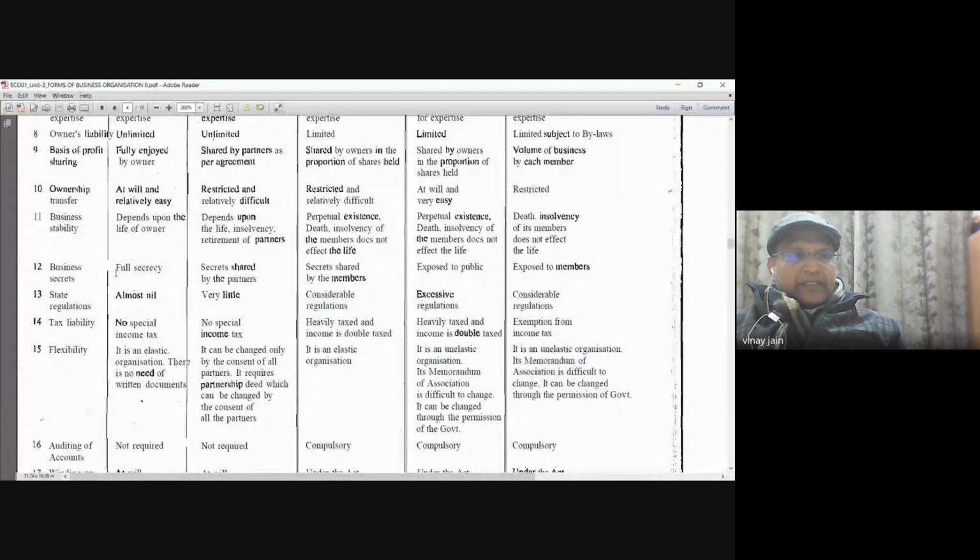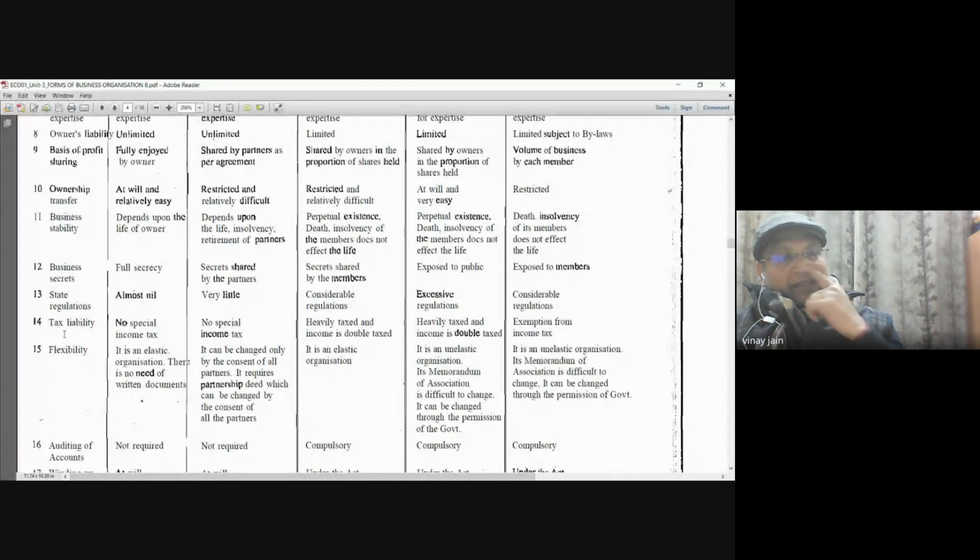Then business secrets: full secrecy is there. Secret shared by the partners, secret shared by the members, exposed to public, exposed to members. State of regulation, if we go through, there's almost nil, very little, considerable regulations, excessive regulations, and considerable regulations.